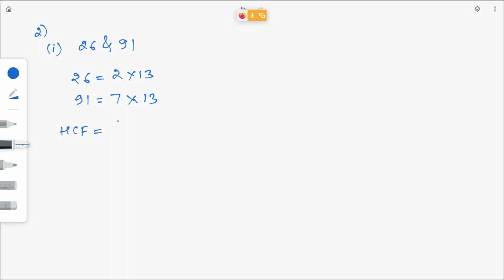What is HCF here? Highest common factor. 13. Okay, 2, but we don't have any 2 here. 7, we don't have any 7 here, so I can't take any one of these two. So then I will be left with 13, right?